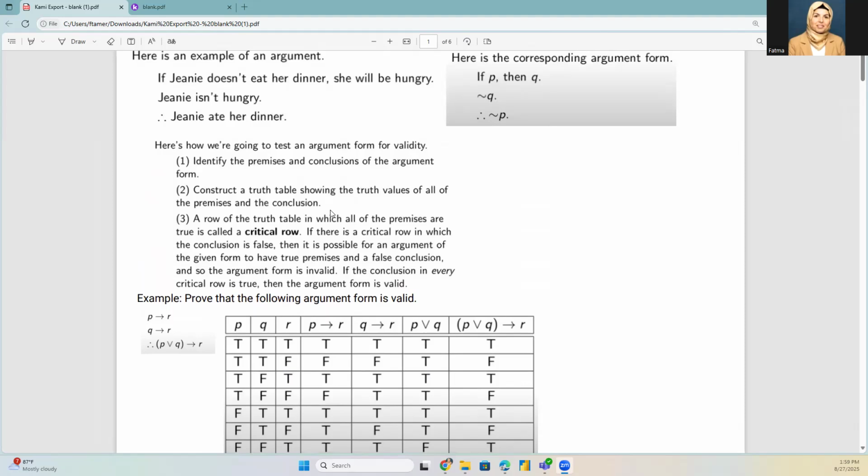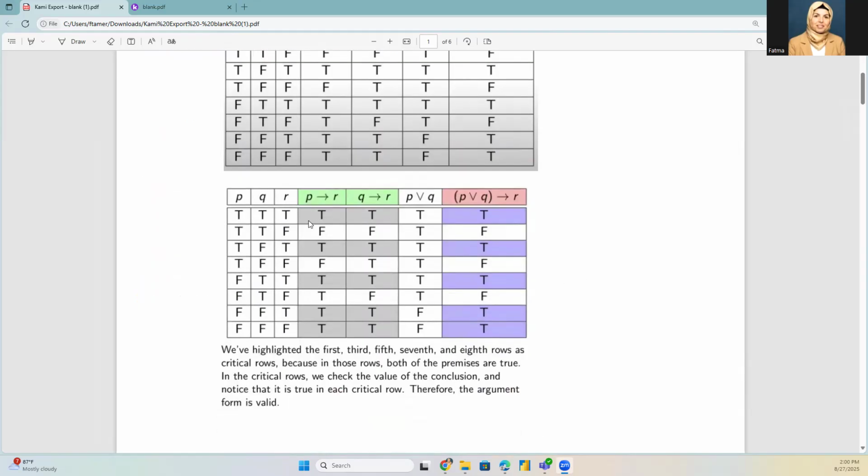Now we're almost ready to decide because we are able to locate the critical rows. If both of the premises are true but the conclusion is false, we call the argument invalid. Look, in these rows both premises are true and the conclusion is true, so this is a good thing.